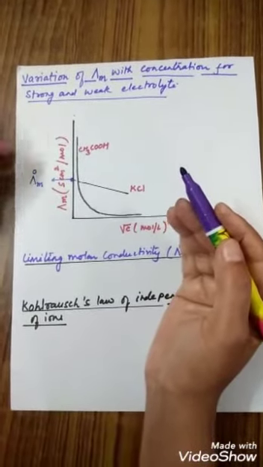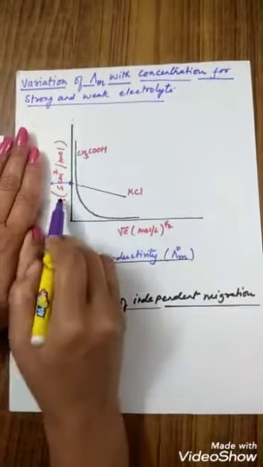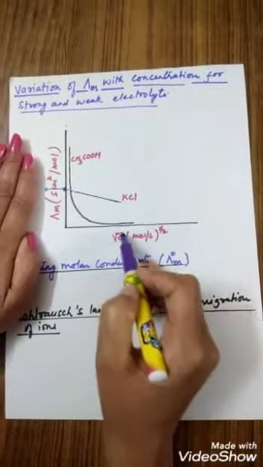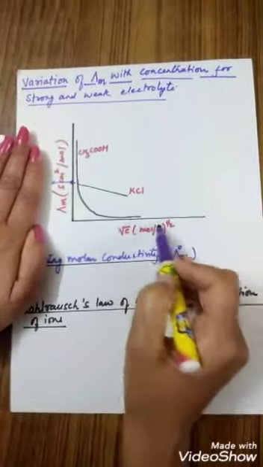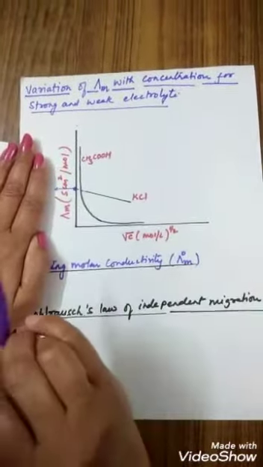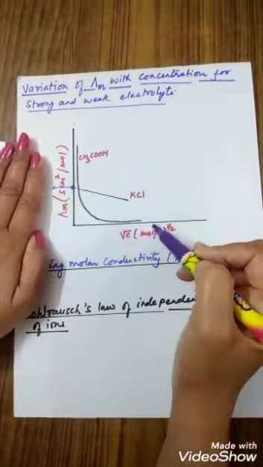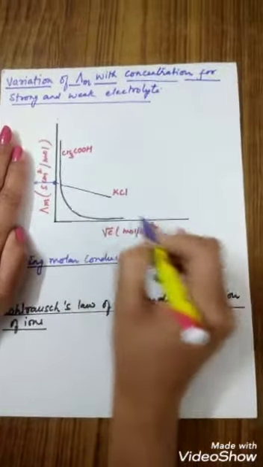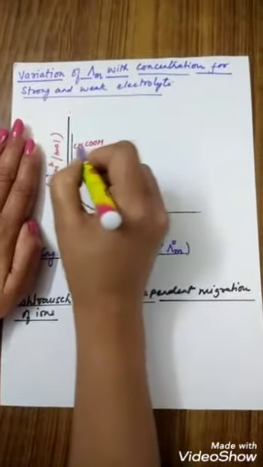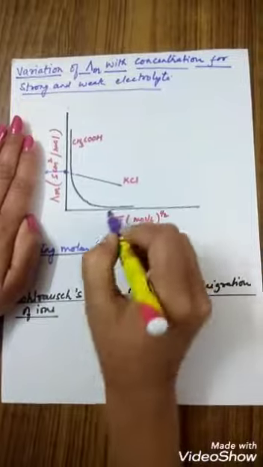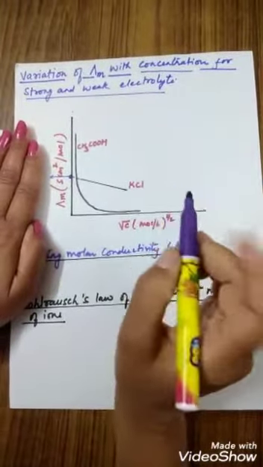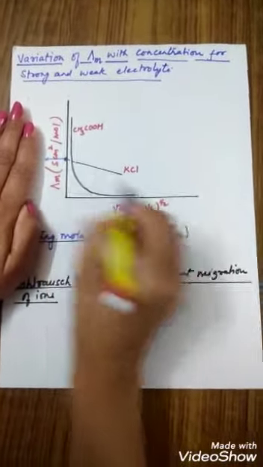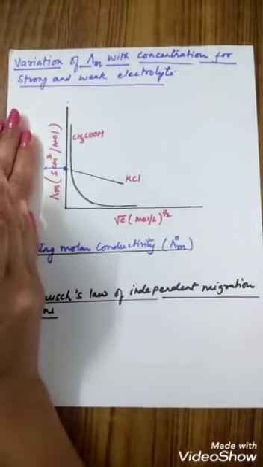So if we plot a graph between lambda m, molar conductivity, and the concentration term, that is under root mole per liter, we will get this kind of curves. For a strong electrolyte like KCl, we will get this line, and for weak electrolyte, we will get this kind of curve. In both the lines, one thing is common, that the lambda m is increasing with decrease in concentration.